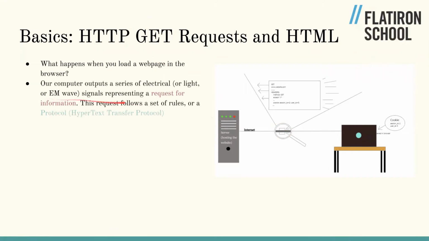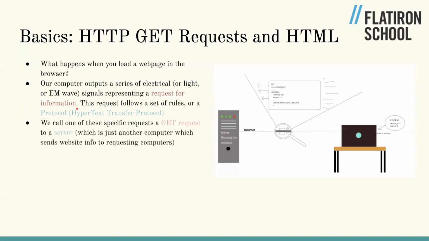So our computer outputs a series of electrical or light or EM wave signals, right? Electrical or light would be like a fiber, and EM wave would be like if you're over Wi-Fi. And these signals represent a request for information, and they follow a specific set of rules, which is what we just talked about. And we kind of already covered GET requests. So when the server gets this specific request, because it's following the set of rules that embody a GET request, the server is going to know how to respond. And if it's a correct request, it's going to respond with HTML and CSS.